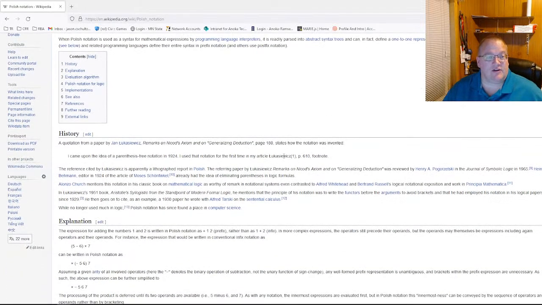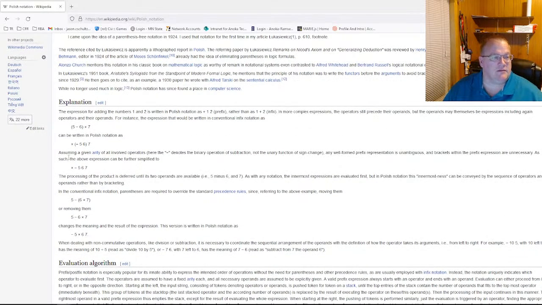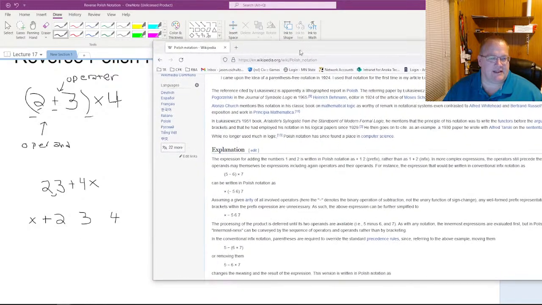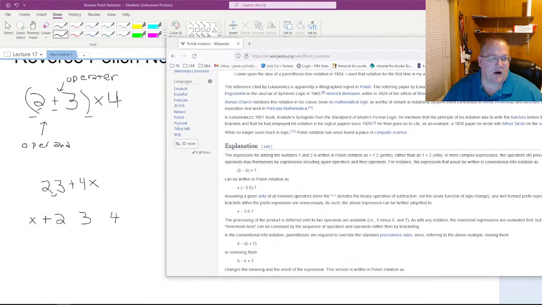But, okay, so I can look here, and this will tell me. So now look, aha, this is actually nice. So this is in the exact same form that what I did. But it can be written in Polish notation as this. Assuming a given arity, and so on. Okay, so did I get it right? Hey, it looks like I did, right? The plus goes, and then all the digits go in order.